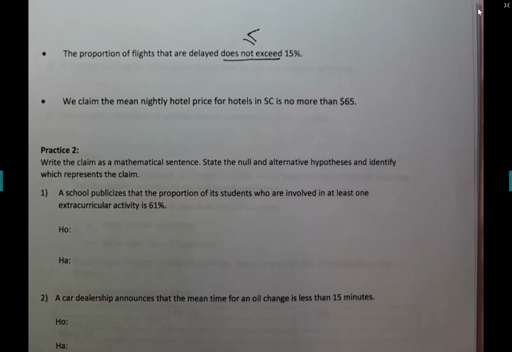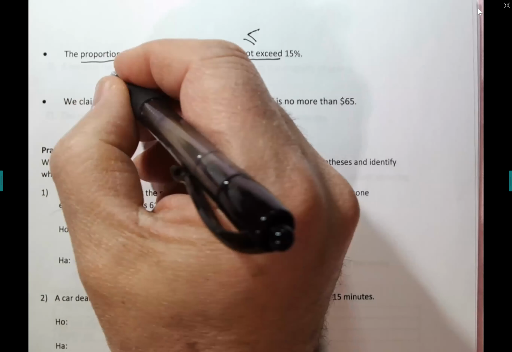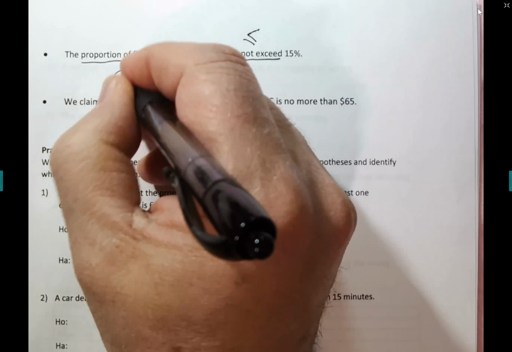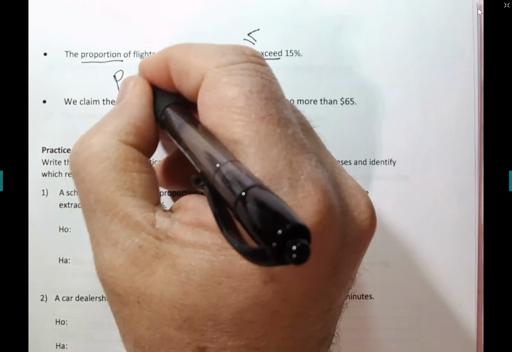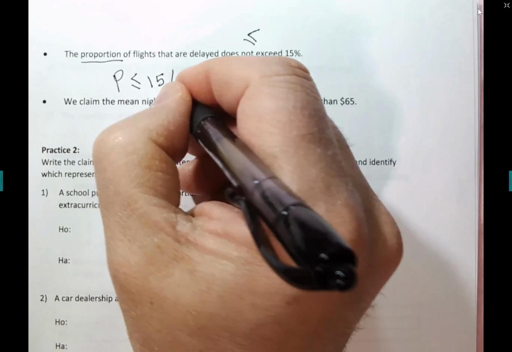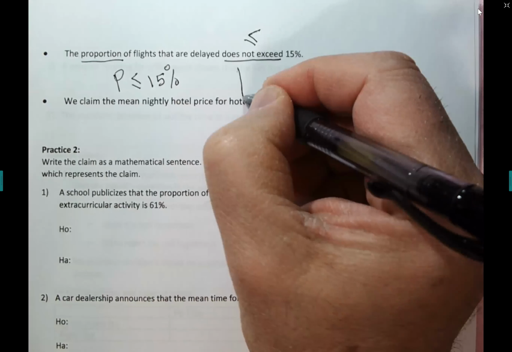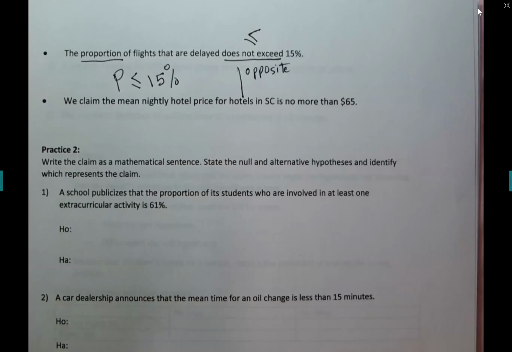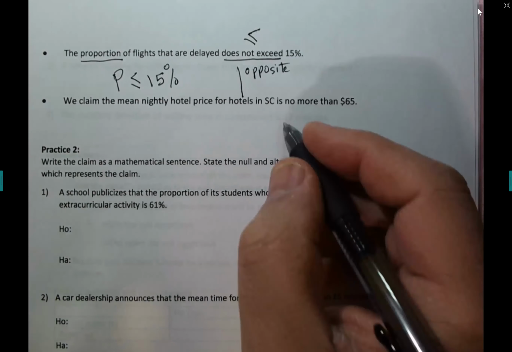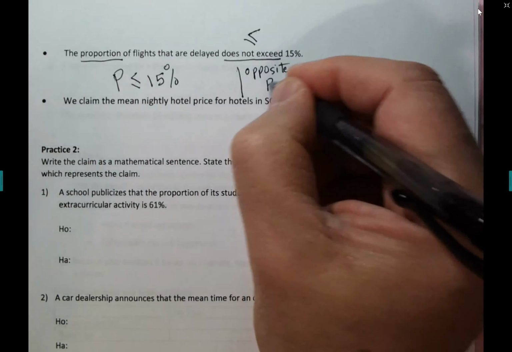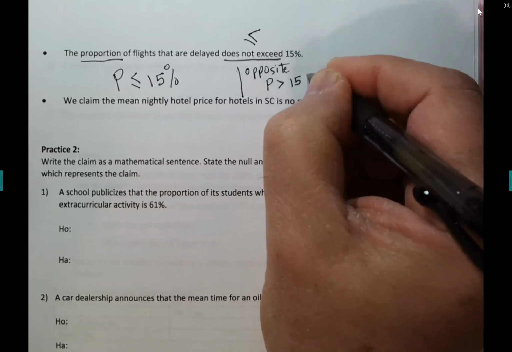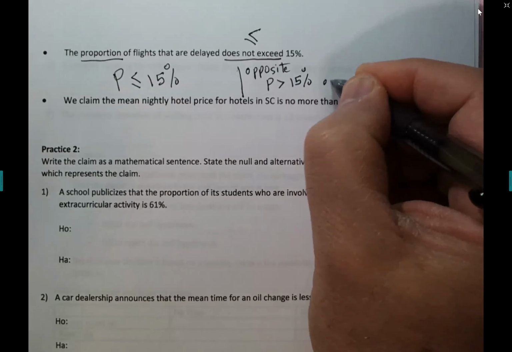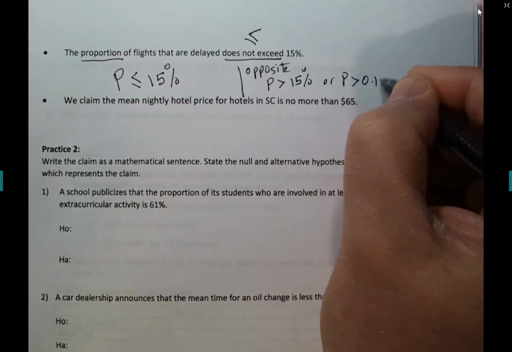And it says a proportion, guys. So I don't expect you on a test to put mu here. It's a P. Does not exceed 15%. And opposite, who will write the opposite? Can you write it in the chat for me, guys? Okay, I have someone. Let's see. And make sure to put 15%, guys, or you can do 0.15.